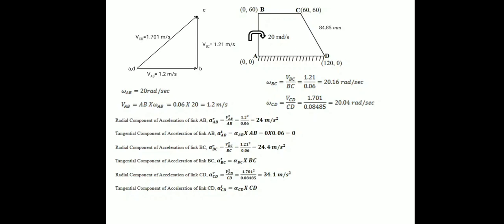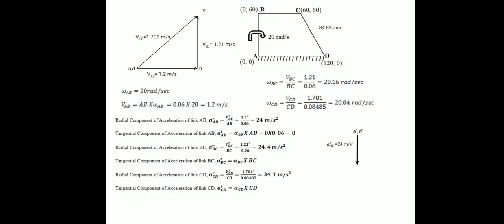This is the radial component of acceleration of link AB. First of all, we need to start drawing this link. For that, acceleration of fixed link will be 0. That can be selected as 0. So here point A and point D are fixed links, with acceleration 0. And first of all, the radial component will act in the same direction of AB towards the fixed link, so that can be drawn like this with the value 24 meter per second square, which is found out here.